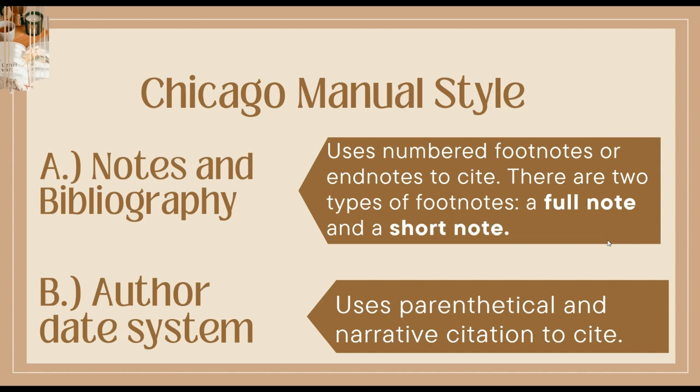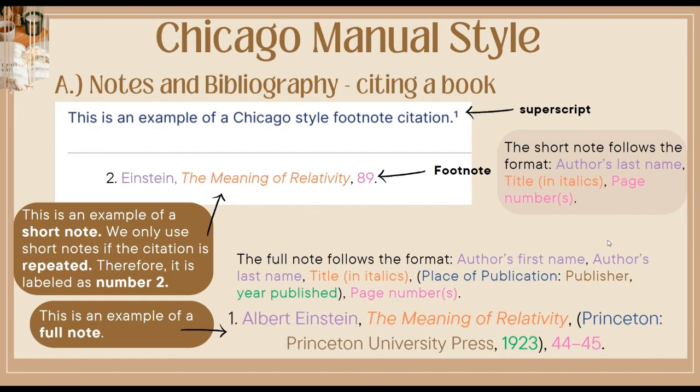We have two types when we use the Chicago Manual of Style in citing. It is the notes and bibliography. Here in the notes and bibliography, we use numbers, which are called superscripts. I will show you that later. We use footnotes and endnotes to cite. And there are two types of footnotes, a full note and a short note. The next type is the author-date system. It uses parenthetical and narrative citation to cite.